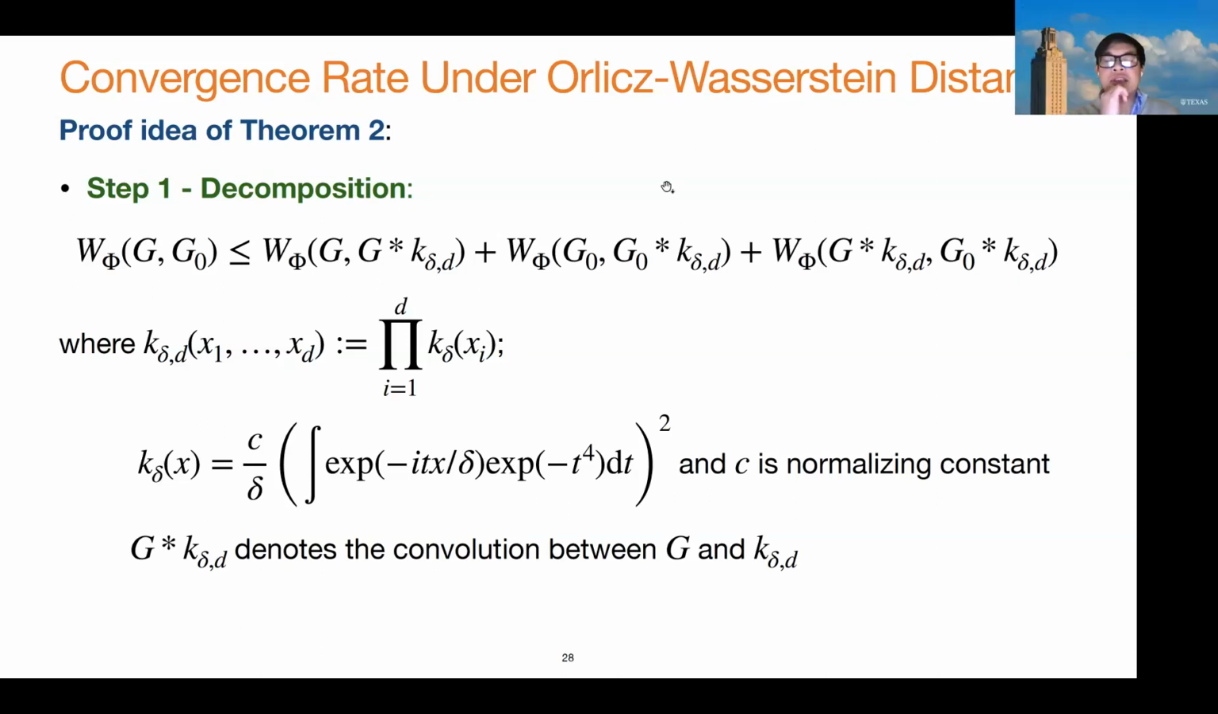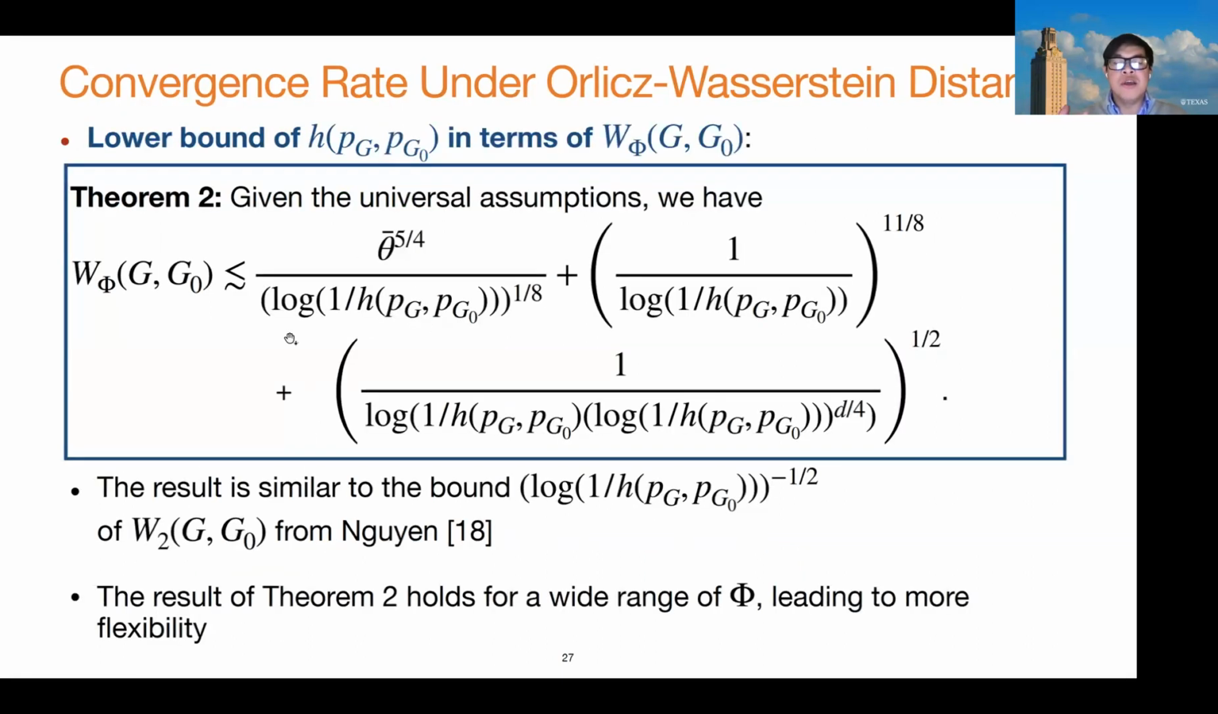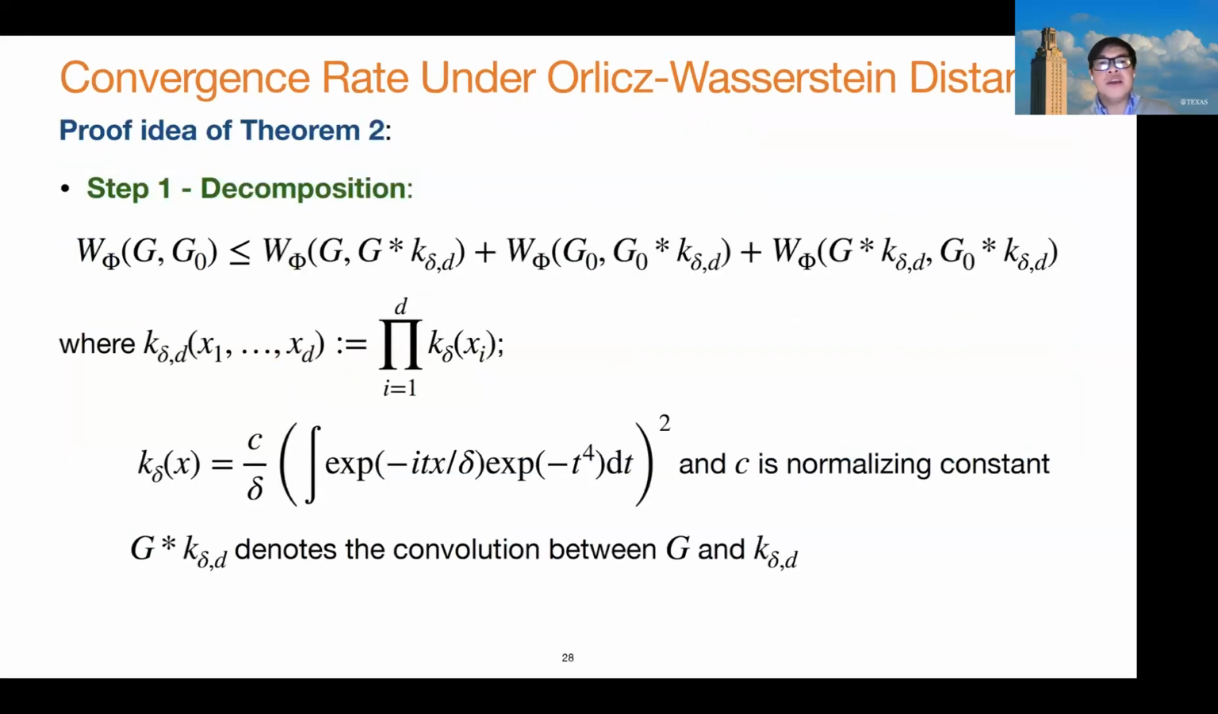Okay, so I guess I will briefly mention the proof and go to implications, okay? So now we have those results, but how can we get there? What's the principle behind those results? The idea of the proof is that we try to decompose the Orlicz Wasserstein metric between two mixing measures based on three terms. The first one is when we do convolution of the mixing measure G with a kernel K delta D, where K delta D is the product of K delta. And each K delta is defined in the following form below, okay?